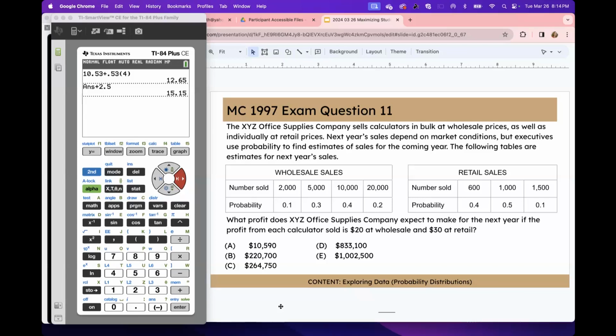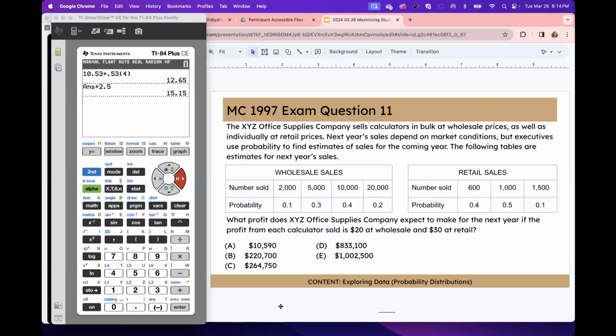Now, I'm going to have to do 2 steps to get my final answer because if you notice, the question is asking about profit. And the tables are the sales, how many calculators you're selling. So the first question I'm going to answer is how many sales I expect to make.